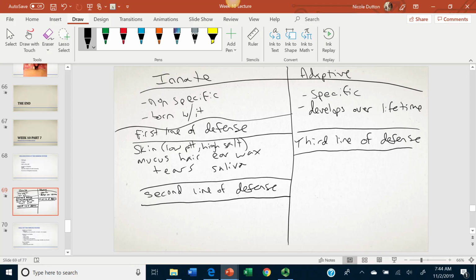In the second line of defense, we have phagocytosis. So local macrophages are going to try to eat up the bacteria. We have our inflammatory response.